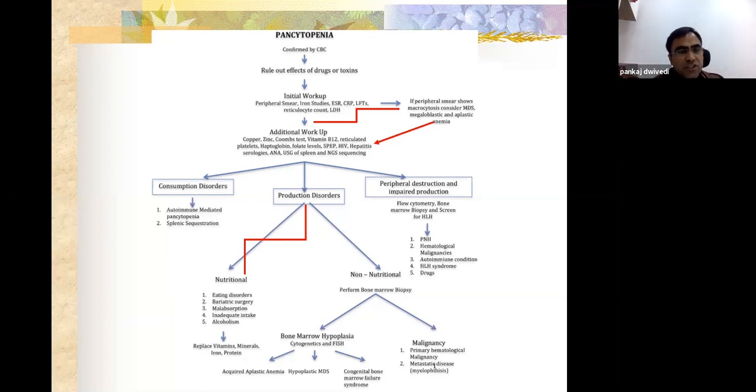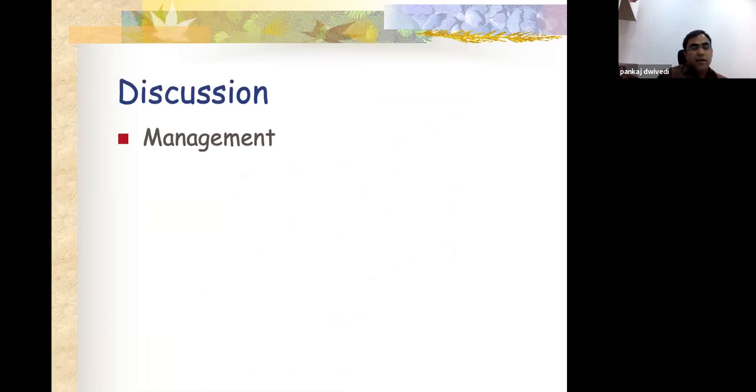So if you go by this chart, most of the time you will reach your diagnosis. You replace the vitamin, and she is now fine. So for management, a folic acid deficiency is there, so you supplement with folic acid.